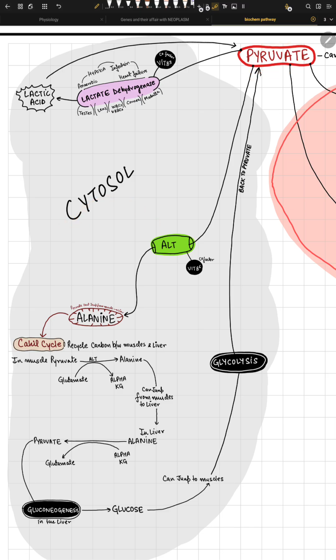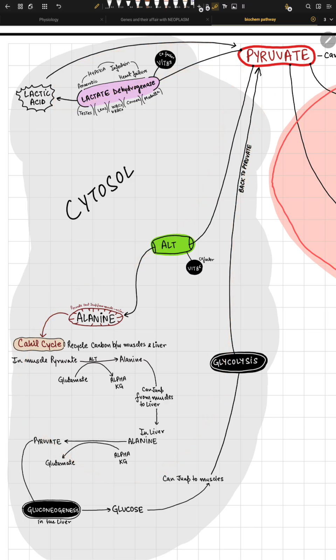So the enzyme here is called alanine aminotransferase, that is ALT, right? And the cofactor here is vitamin B6, and it happens in cytosol, okay? Both of these reactions happen in cytosol. And now this reaction is reversible as well. So here it goes like this. Here it goes like this.